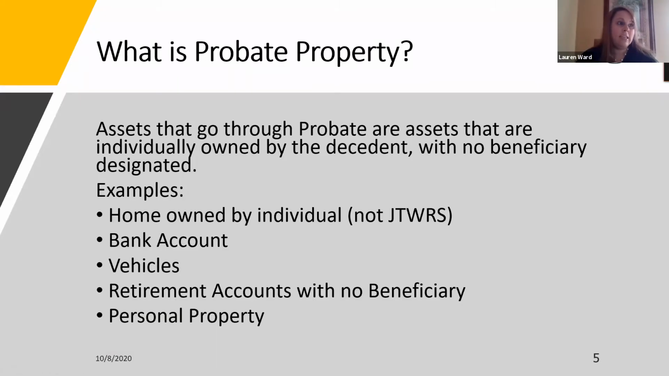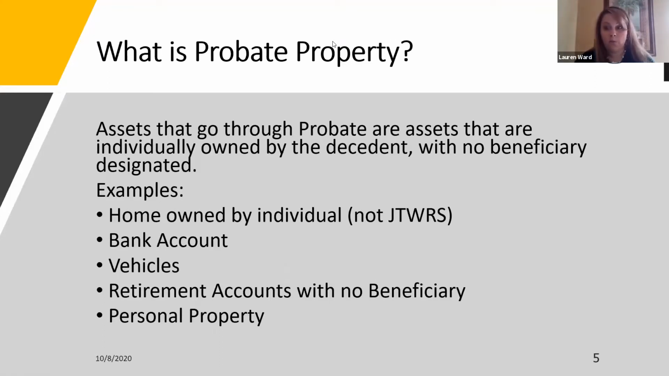So what is probate property? That is a big question we have a lot. Assets that go through probate are assets that are individually owned by the decedent with no beneficiary designation. For example, if an individual owns a bank account that's solely in their name that doesn't have anything payable on death, that's going to go through probate.